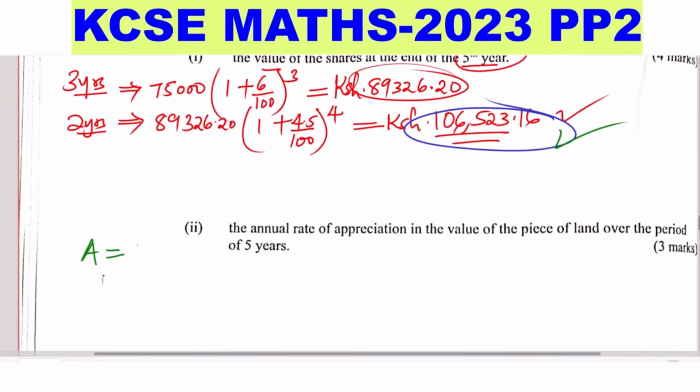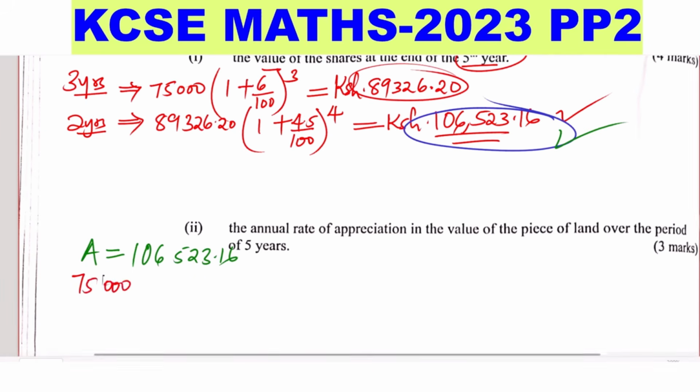So the amount is 106,523.16. Let us get the appreciation of the land. The amount invested is 75,000, then 1 plus the rate, which is what you don't know and what you're calculating, then the period is 5 years, and the amount will be equal to the amount you got for the shares, which is 106,523.16.